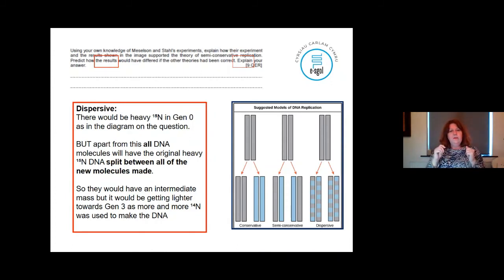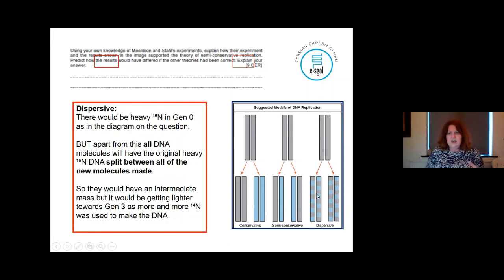So now we've talked about the Meselson-Stahl. Now what we need to do is look at the dispersive and conservative methods. And if we look at dispersive, remember I said it's a bit patchy, all right, it's a bit fragmented. So in dispersive, we'd start with heavy nitrogen, but in the first generation, all of the DNA would be a mixture of 15 and 14. So we'd have all of the 15 DNA split between all of the molecules. So that is one really important part about this, okay?